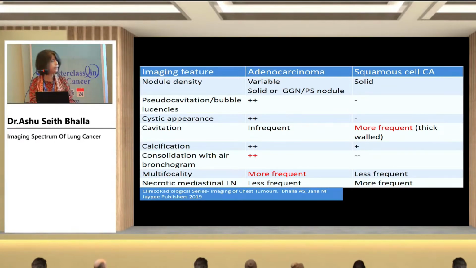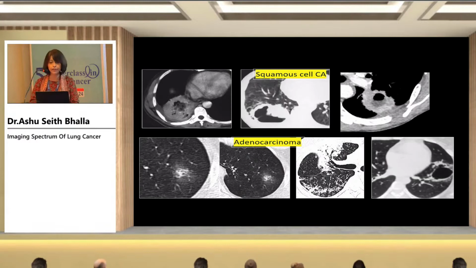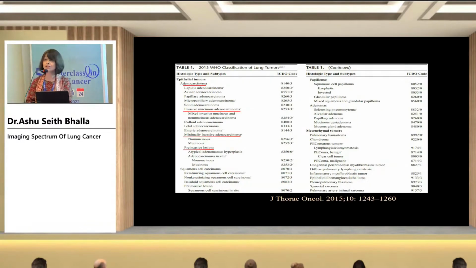So here are some examples to show you the differentiating points. Squamous has the characteristic peripheral thick-walled mass-like lesion. But look at the spectrum that the adenocarcinoma can show you. Part solid nodules, small bubble lucencies inside, and then large areas of consolidation, cavities with just a little eccentric wall thickening. The last one is a patient of invasive mucinous adenocarcinoma. So this was differentiation between adeno and squamous, but that's not the only differentiation.